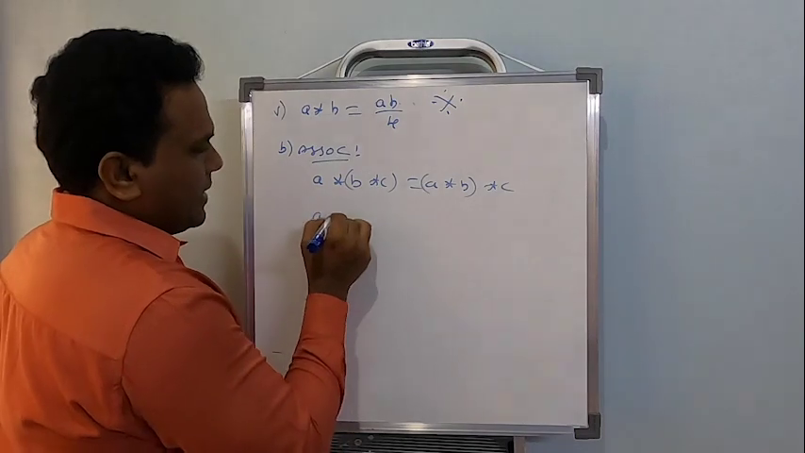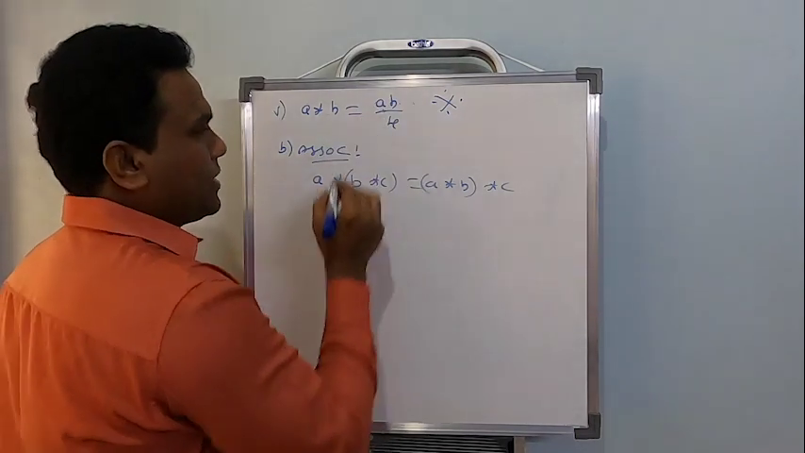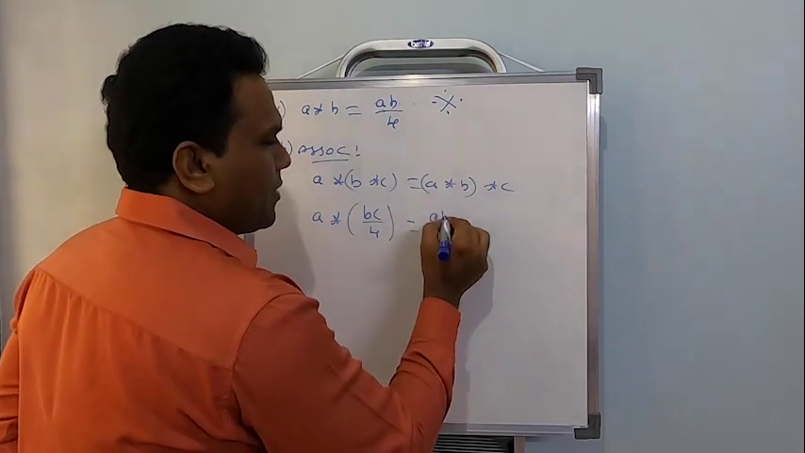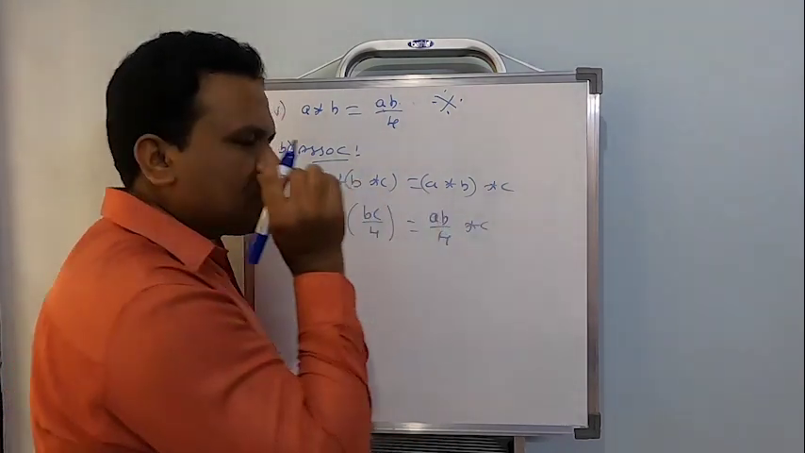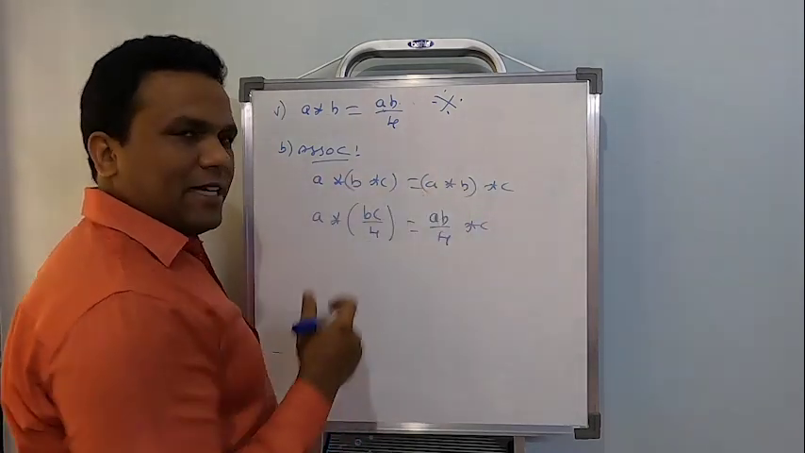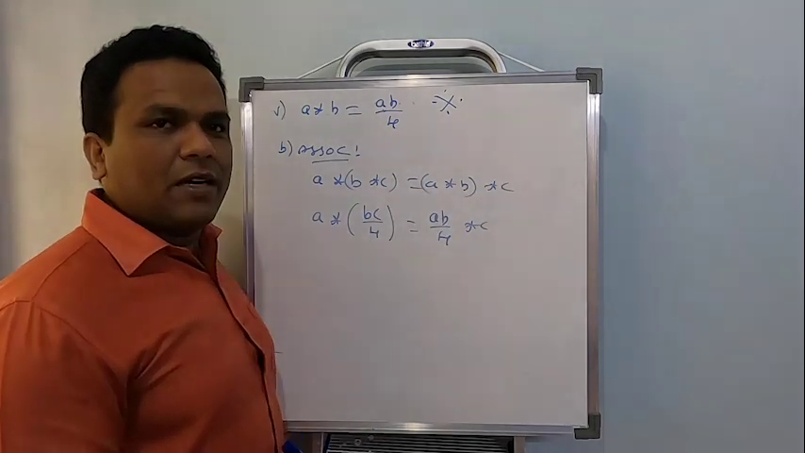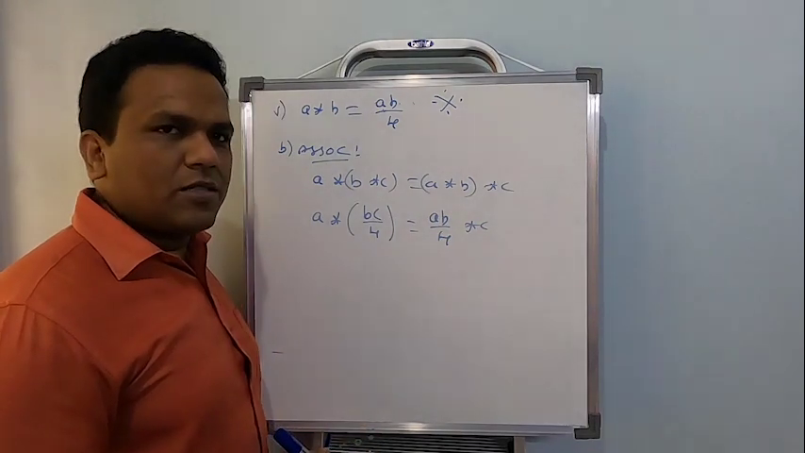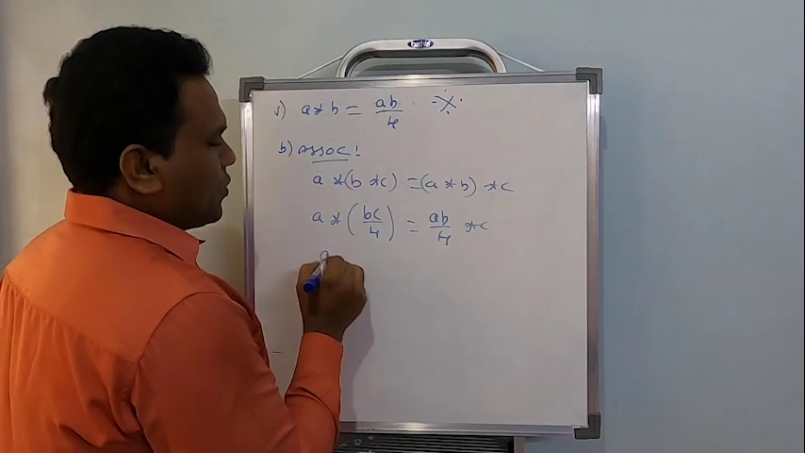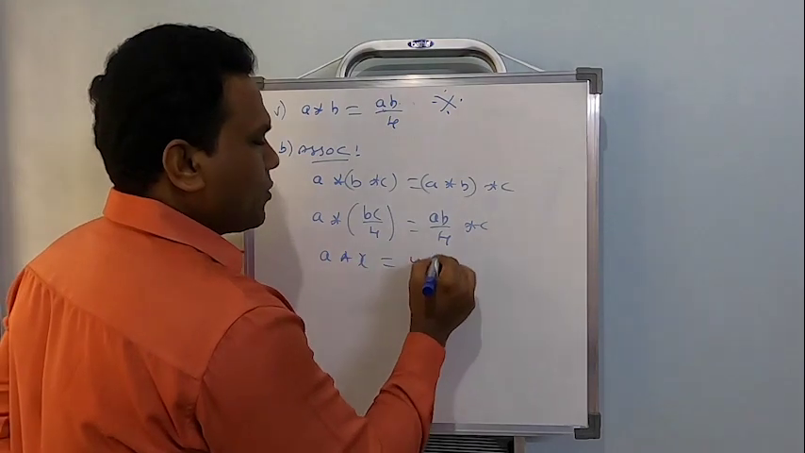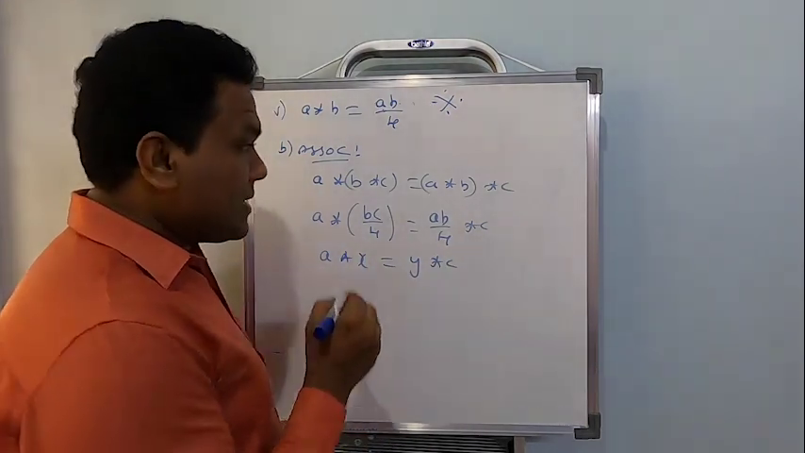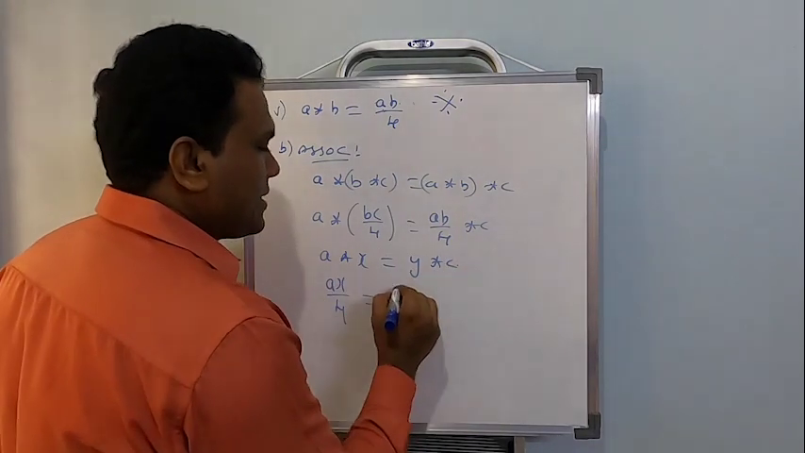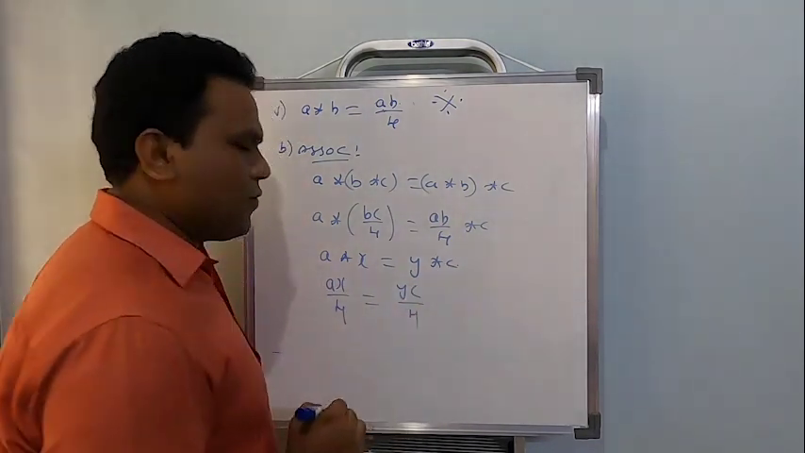So let's write a star b star c by using this. B star c will be bc by 4 and a star b will be ab by 4 star c. See, I will assume always equal. Then at the end of the statement I will come to a conclusion. If whatever I get are equal, fine. If not, it's not going to be associative. So let's go for a star x is equal to y star c. A star x by using the given definition, ax by 4, right? And y star c should be yc by 4.